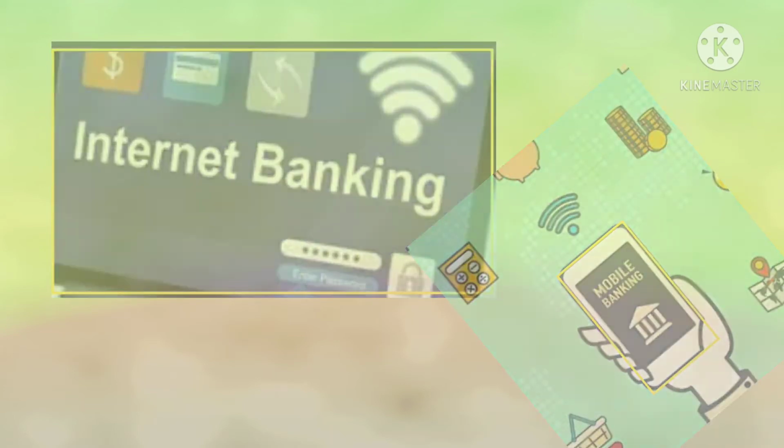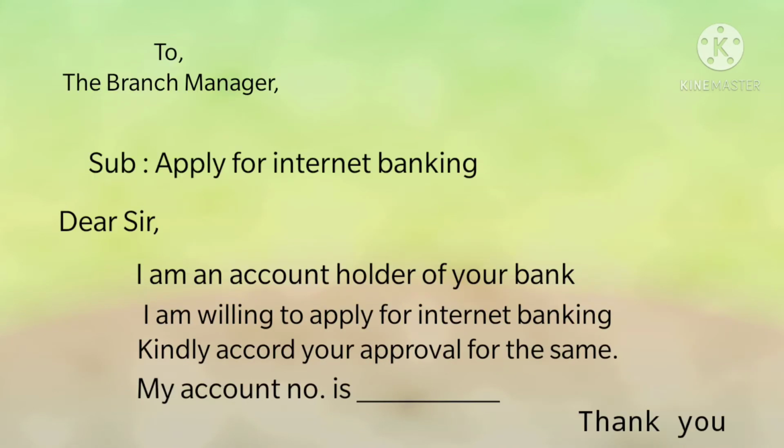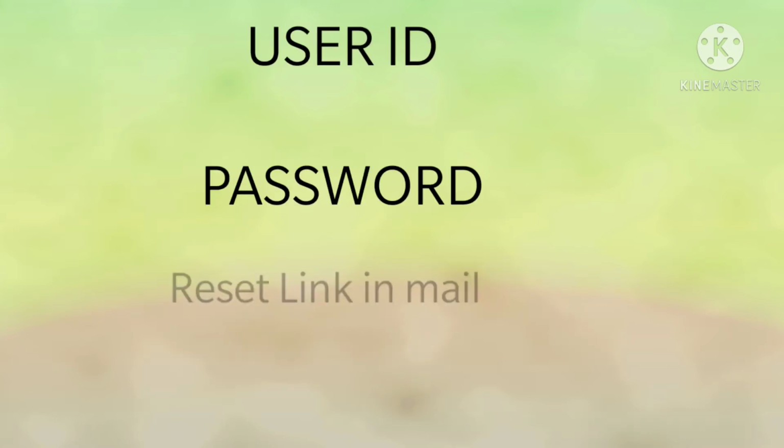So for DCB Bank, first of all you have to go to the bank and write an application for the net banking, or you can submit your application for net banking along with account opening. So they will send you a user ID and a reset link for the password. From that you can reset.